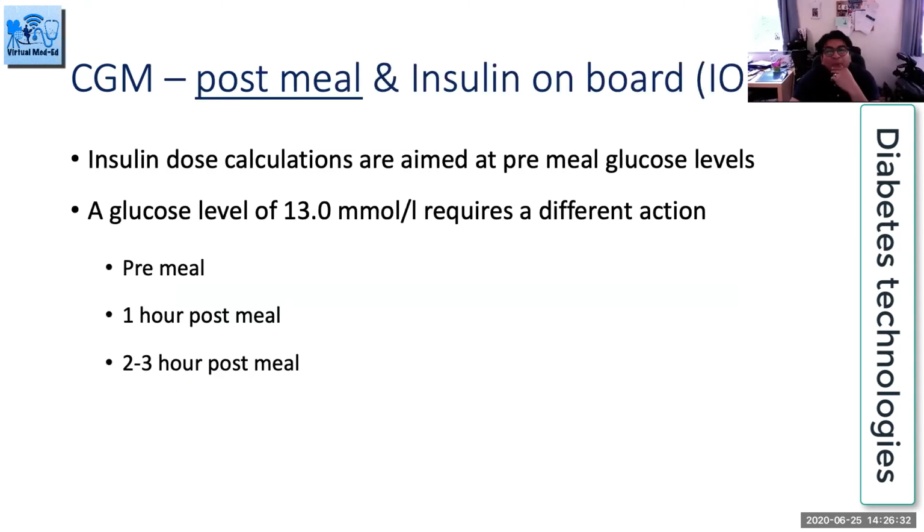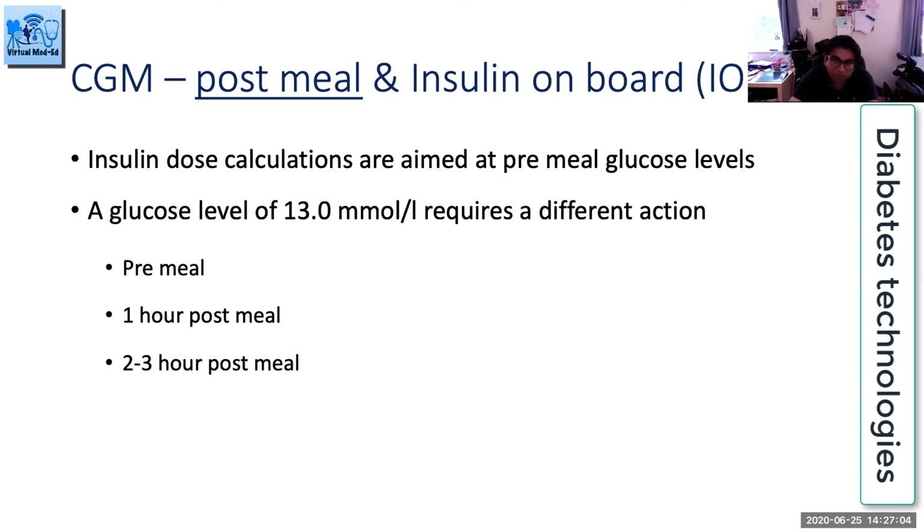So when you've got a CGM in place, you need to bear in mind whether it's post-meal or pre-meal, which part of the day you are looking at, because then it will influence what you're going to do when the sensor glucose is high. For example, if you've got a sensor glucose of 13, the actions you take will differ whether it's pre-meal, 1 hour into your meal, or 2 to 3 hours post-meal. The actions are completely different. Hence, you need to be cognizant of this.